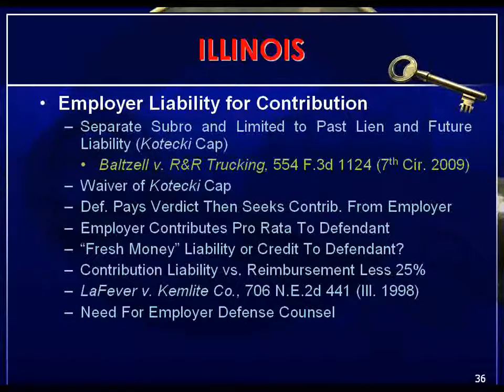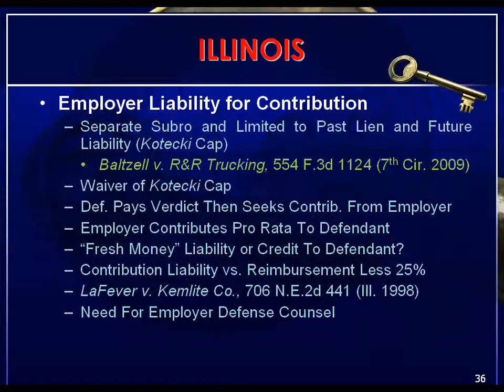So what happens if there's a waiver of the Kentucky cap, then suddenly the liability of the employer isn't limited to the past lien and future benefits. It's unlimited. But there's good news. First of all, the defendant pays the verdict, then seeks contribution from the employer. That's how it works. But in practice, there's generally just a calculation made, and the money is just evened out. The employer contributes pro rata to the defendant, and fresh money liability is a possibility.